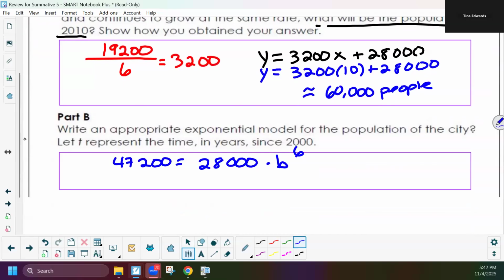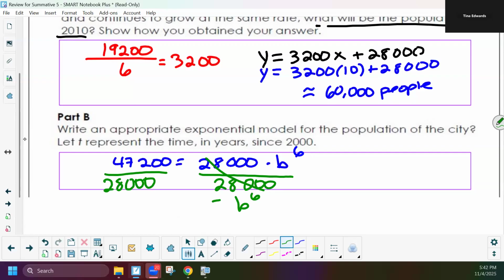Okay. So I put in all the information I know. The ending population, the initial amount, we don't know the growth rate, and we know that it was over a course of 6 years. So looking at this, I need to solve for B. So the first thing I'm going to do is divide to get rid of the 28,000. I'm going to divide. Okay, so those cancel out.